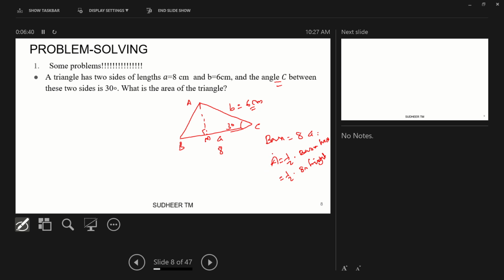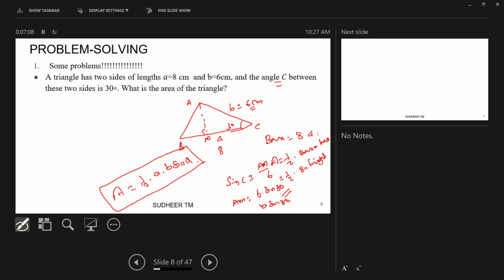Opposite side by hypotenuse. If you recollect this from trigonometry, we can write sin C is equal to AM, which is the height, divided by 6. So AM we can write as 6 sin 30, or b sin 30. So we can deduce the formula for area as 1/2 into a into b sin theta. So we have to think like this.